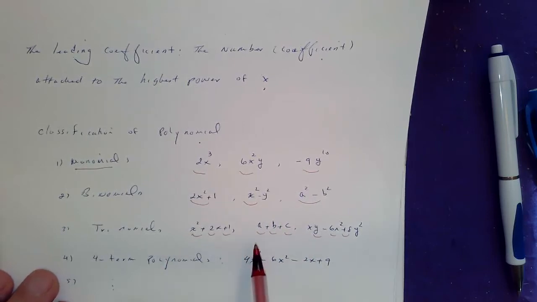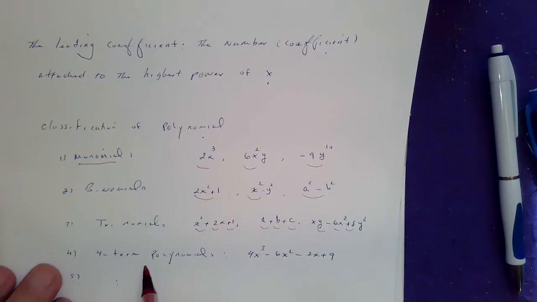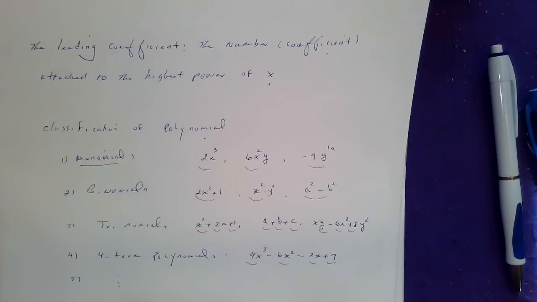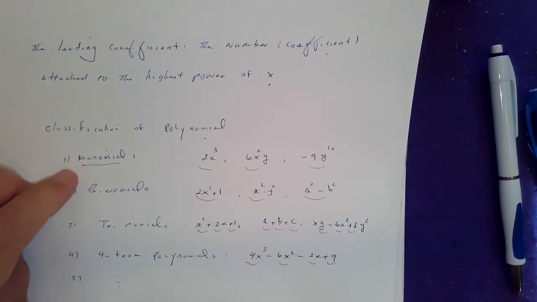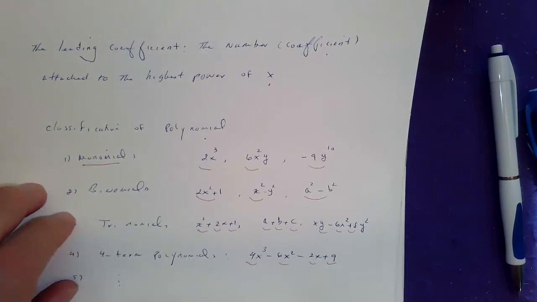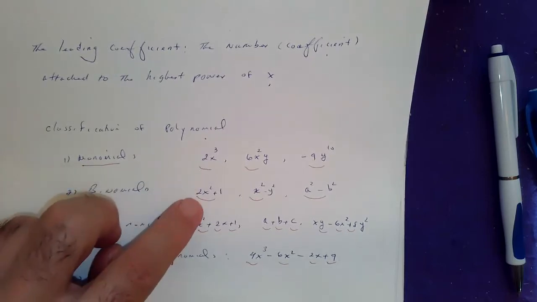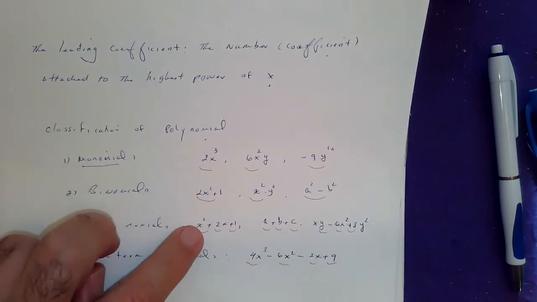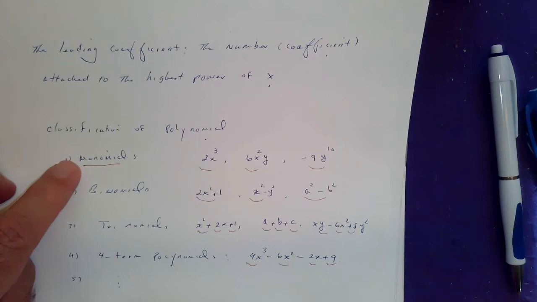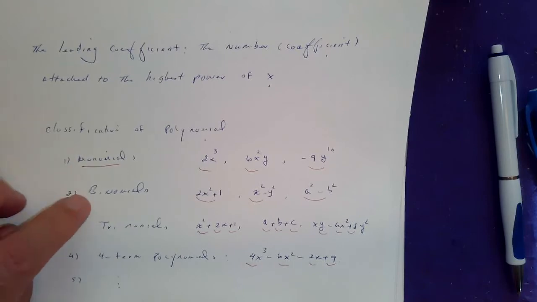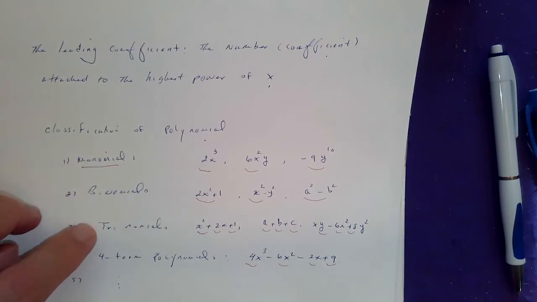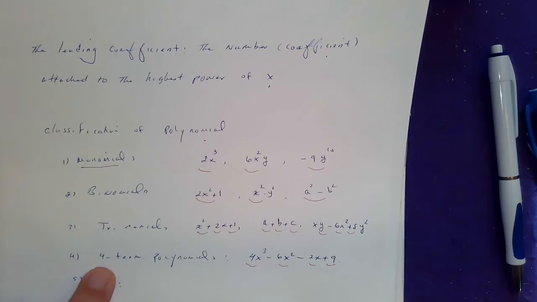Anything above trinomial, we just go by the number of terms, like four-term polynomial, 1, 2, 3, 4. Or if you have 5, so that would be like five-term polynomial, and so on and so forth. But the first three types of polynomials, single term, two terms or three terms, we have a special title, such as monomial, binomial, trinomial. Anything thereafter, you just go by the number of terms, correct?